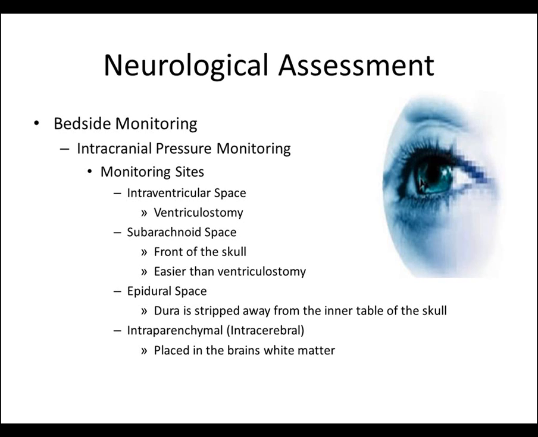Some of the areas of the brain that we're able to assess for intracranial pressure are the intraventricular space, the subarachnoid space, the epidural space, and the intraparenchymal space. And we'll discuss the devices that you can use in each of these spaces in just a minute.